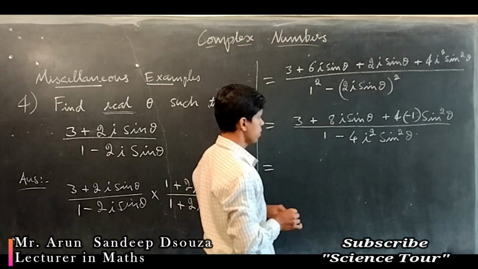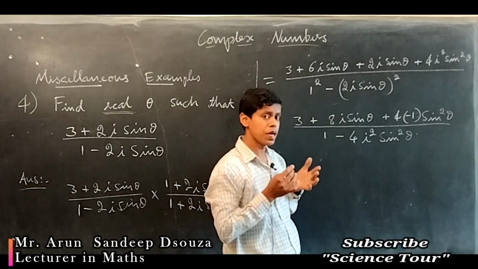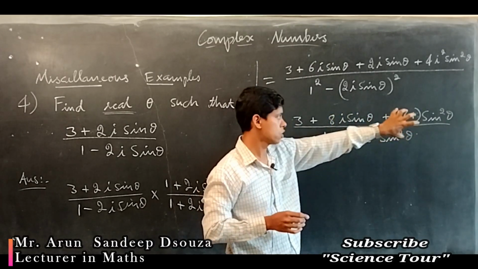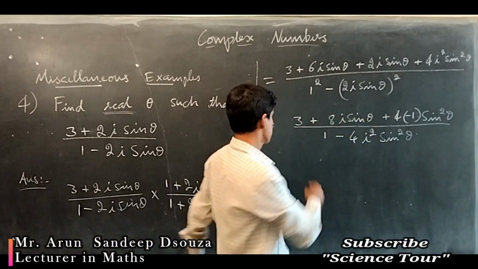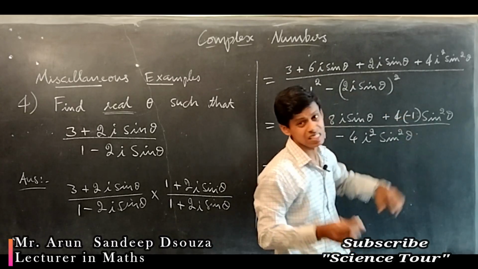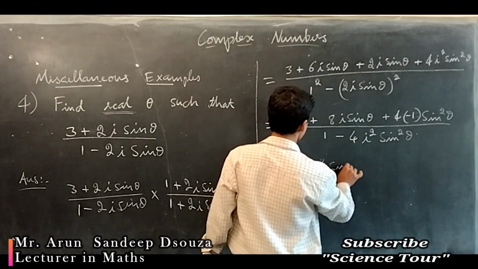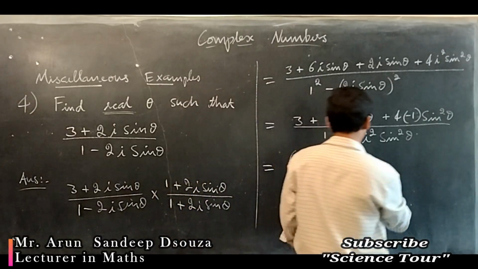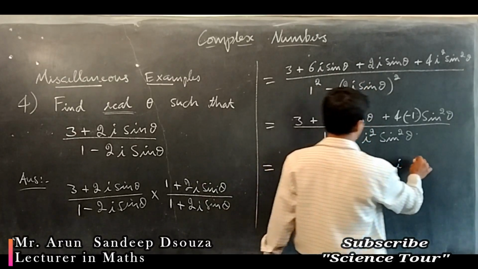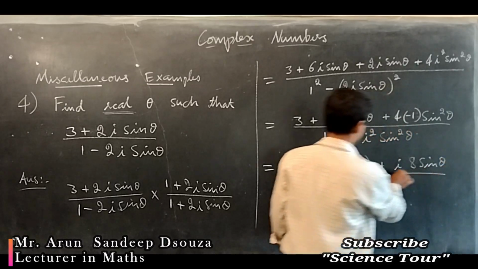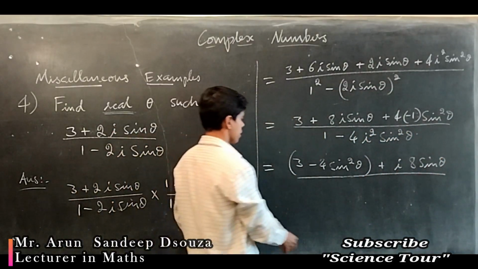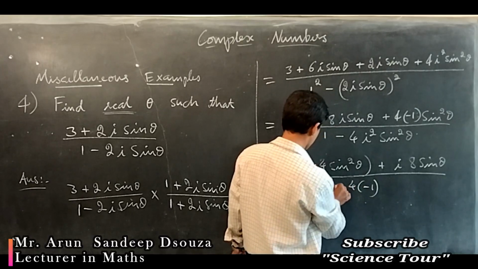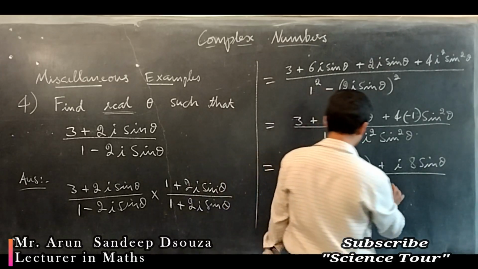Well, that brings us to the next step. That is separating the real part and the imaginary part. So wherever you see i, keep it that side. Okay, so real part, you bring it to the first. So 3, and look at this, plus into minus is minus 4 sin square. So there is no i. So next you write i first, then 8 sin theta divided by, so this is 1, i square is minus 1. Okay, so sine square.